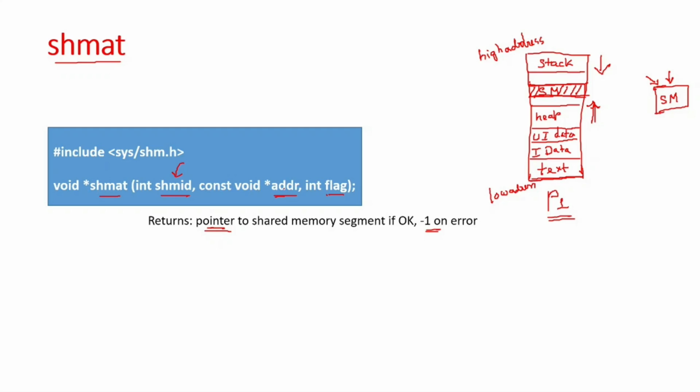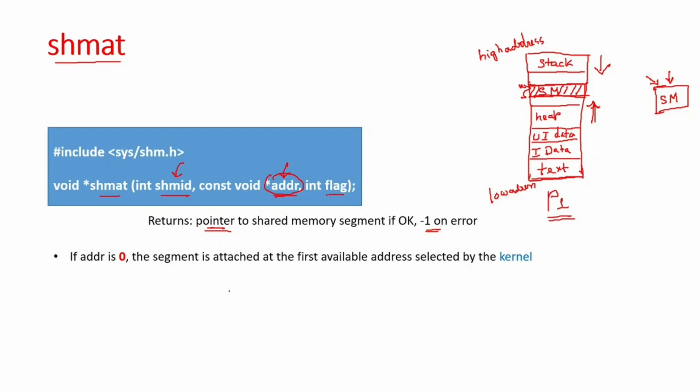Now, how will I know at what point this shared memory needs to be attached? That is defined using this address. It can take various possible values. If the address is 0, the segment is attached at the first available address selected by the kernel. So this is selected by the kernel for this particular process, and this is what is preferable. We should always give the value as 0. It is the recommended technique.